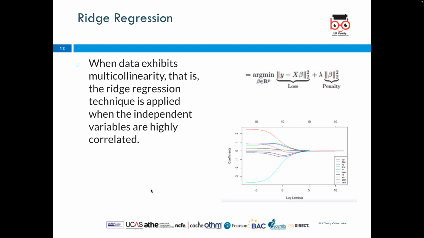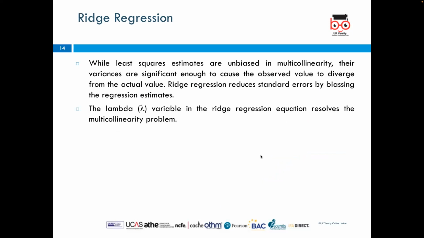Ridge regression. When data exhibits multicollinearity, that is the ridge regression technique. That is, the ridge regression technique is applied when the independent variables are highly correlated. We can see the formula here, and also we can see the chart showing what ridge regression is.